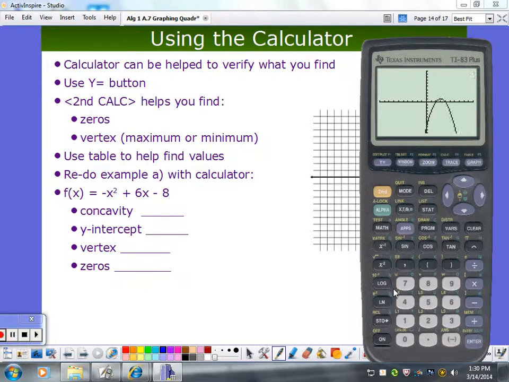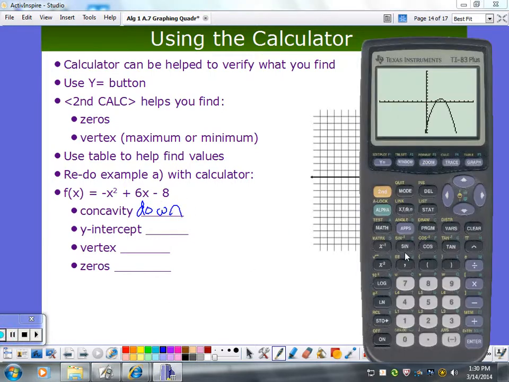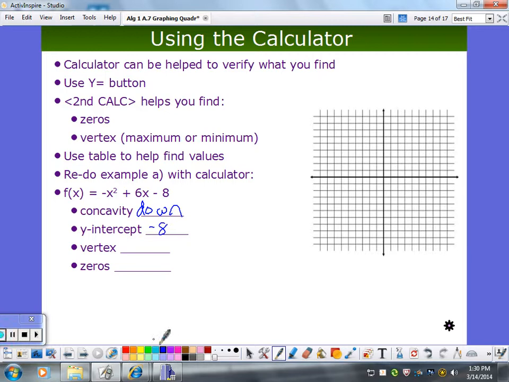What's the concavity? Just by looking at it, down. The y-intercept is probably easier just looking at it. It's -8. Now, how am I going to find the vertex?